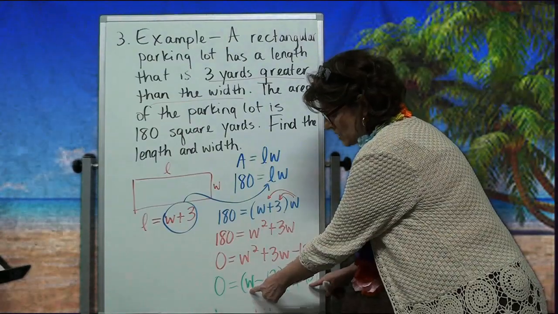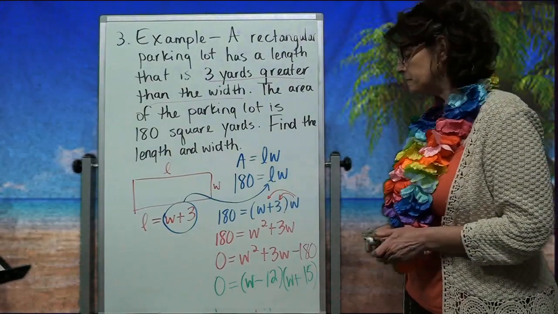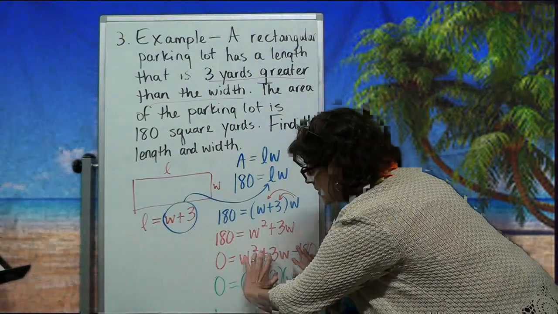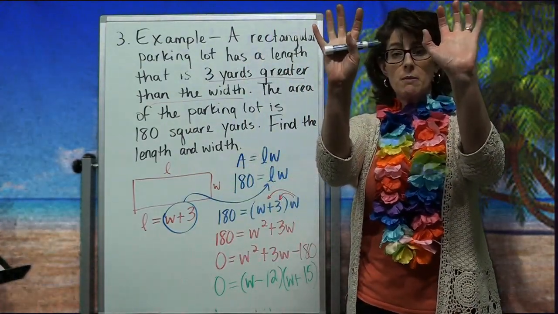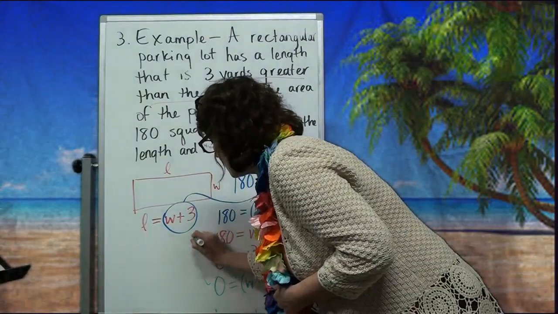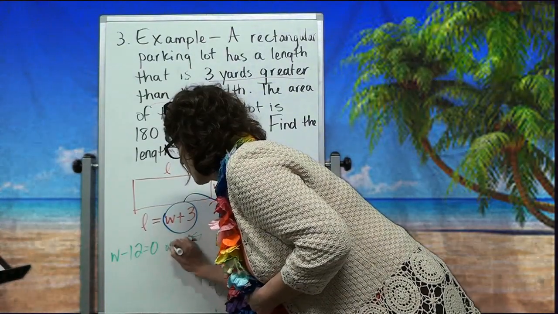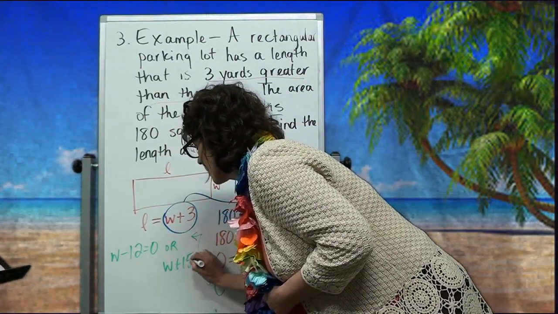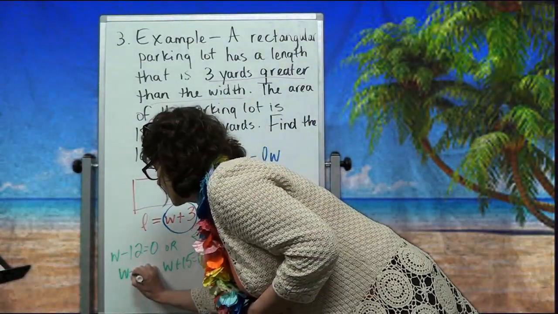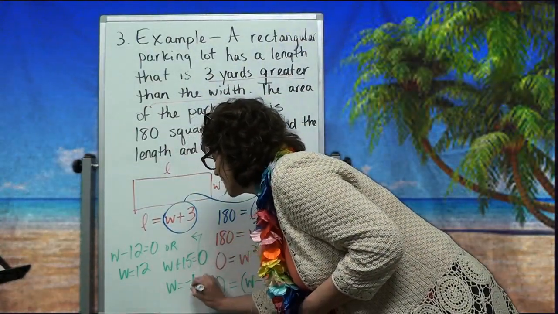Now I get a positive 15W minus 12W. Yep, that's a positive 3W. And sure enough, 12 times 15 is 180. So now I can use my zero product principle that says when I've got something times something else, these 2 parentheses are being multiplied together to create a 0. One of these 2 parentheses has got to be the 0. So either this W minus 12 is the 0 or the W plus 15 is the 0. Now if the W minus 12 is 0, we add 12 to both sides, W is going to be 12. If the W plus 15 is a 0, we subtract 15 and we get a negative 15.